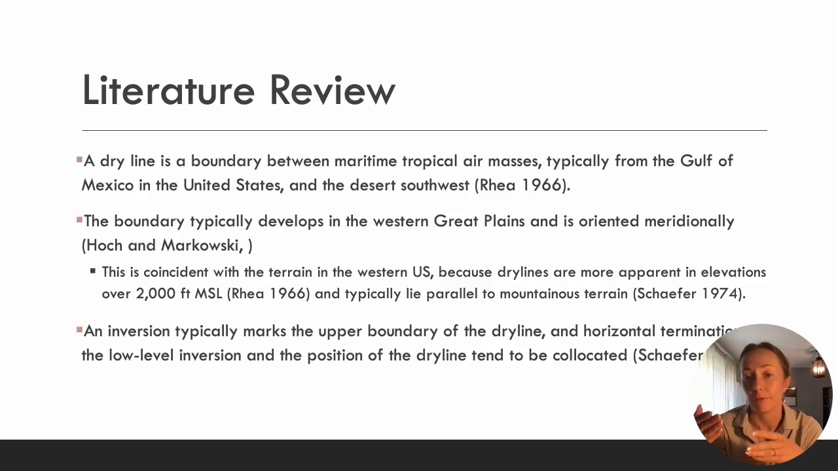So we talked about some of this, right? The dry line's the boundary between the maritime tropical air masses, usually from the Gulf, and the desert southwest. They develop in the Great Plains, oriented usually north-south, and it's pretty coincident with the terrain that's also in the western U.S., and that can be where you get a lot of those dry air masses as well.